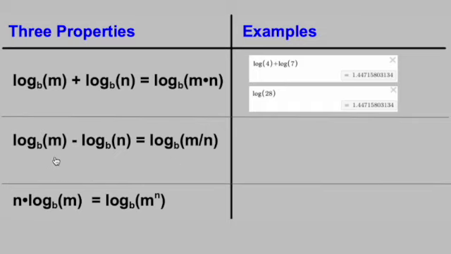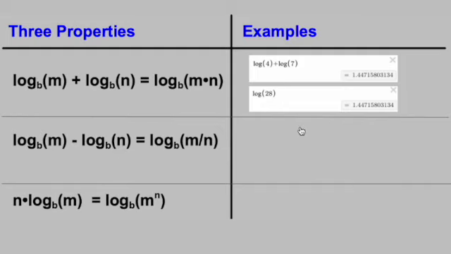In the middle one, we have the same sort of thing. All the bases have to be the same for this to work. We have a minus, though, in between our two logs on the left-hand side of the equation sign. And then we have division. So it'd be the first one divided by the second one.